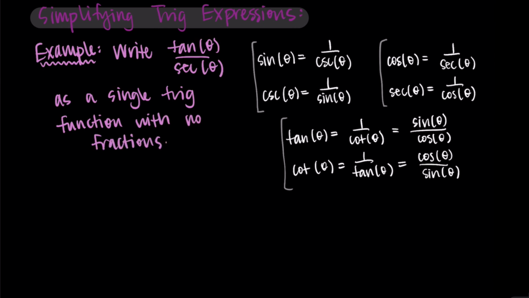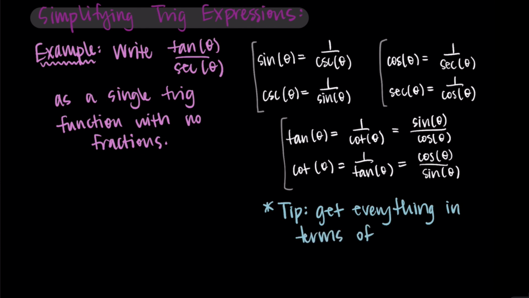My suggestion for how to simplify a trig expression is to try to put everything in terms of sine and cosine. I like to think of sine and cosine as our sort of building blocks with all of these trig functions, and then the other functions are related to them. So tangent is sine over cosine, and then the other trig functions like secant and cotangent can then all be related back to sine and cosine too. So let's try this out.